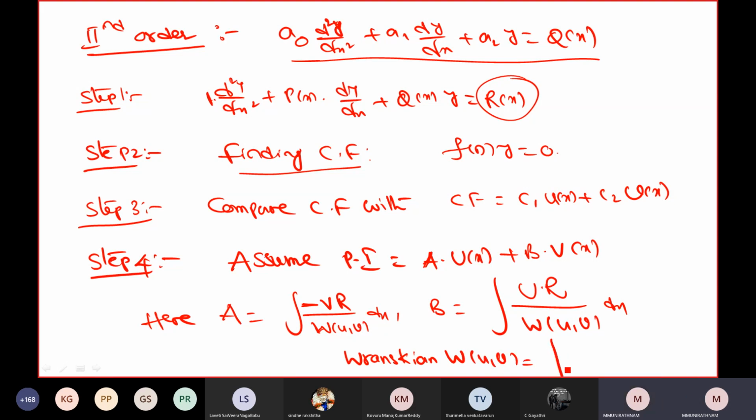The Lagrangian of U comma V is the determinant of U V U dash and V dash. Lagrangian of U comma V is nothing but the determinant of U V U dash and V dash. So once you get A and B using these formulas, by substituting A and B, you will get PI.